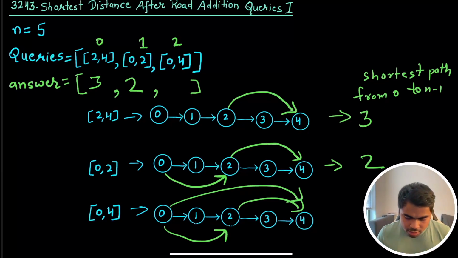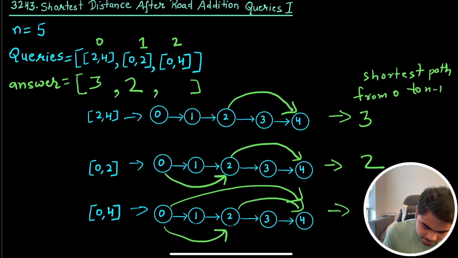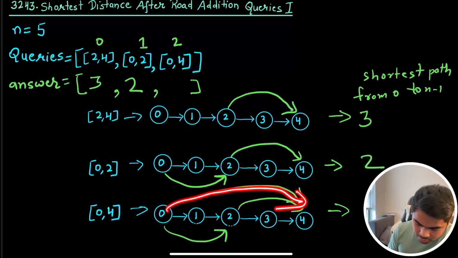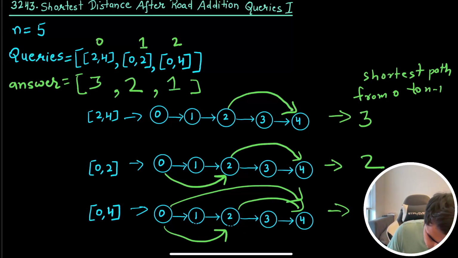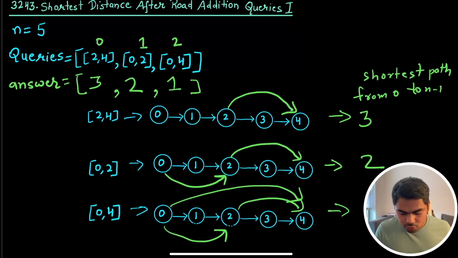I'm adding this. Now the shortest path from 0 to 4 would be just 1, because I don't have to take any of this path or this path or this path. I can just directly jump from 0 to 4. So that would be just one direct edge that I'm taking. So my answer here would be 1. So you can see this is a very brute force way of finding the shortest path, where you actually traverse through the graph after adding all these queries.